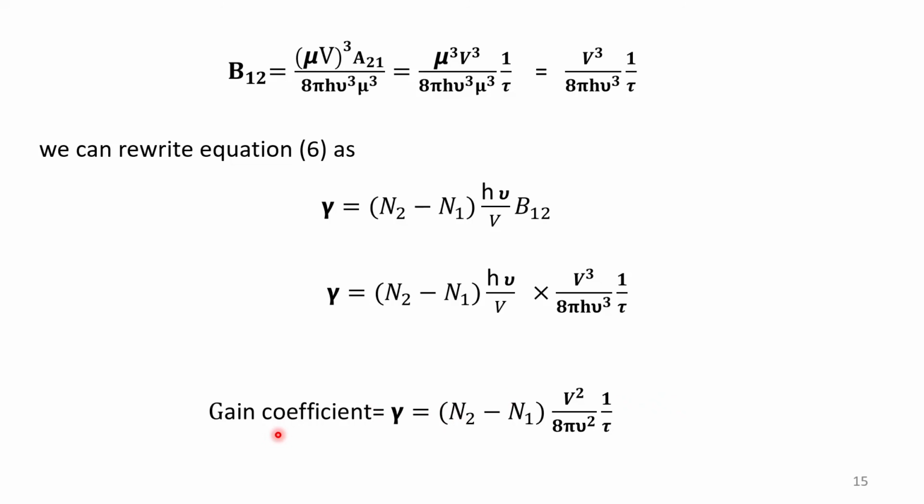So remember here, students, how to obtain the gain coefficient, that is, how to obtain the relation of the gain coefficient, gamma equal to (n2 minus n1) into v square divided by 8 pi mu square into 1 upon tau. That means the gain coefficient is in terms of the population inversion, or the difference between the populations of the two energy levels, and the lifetime.